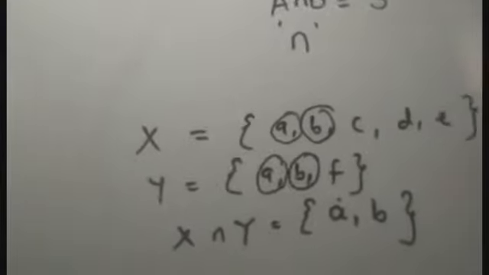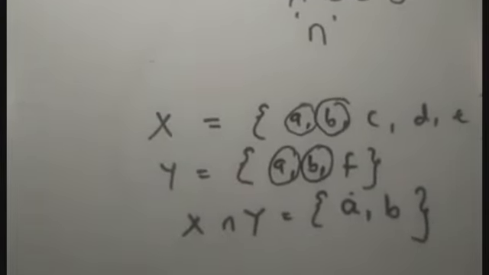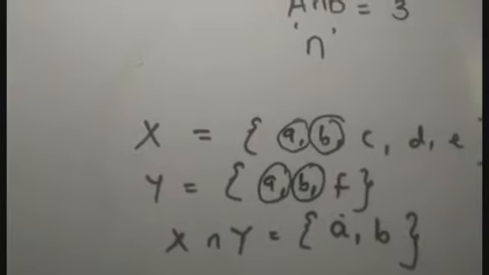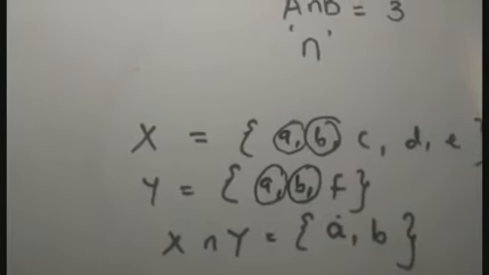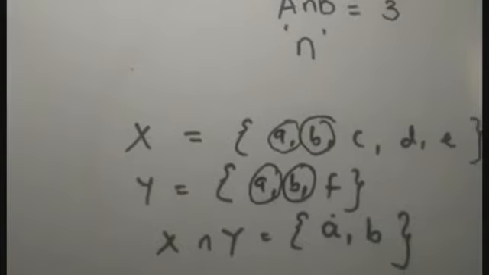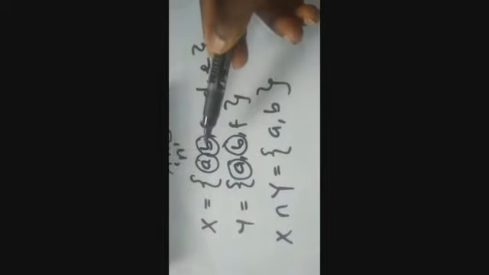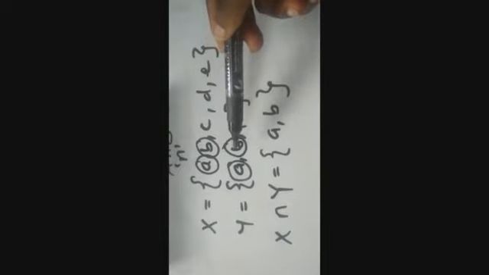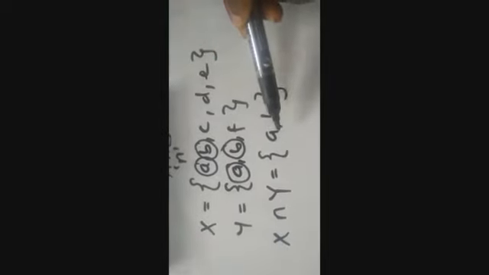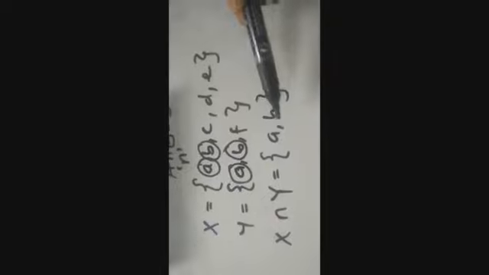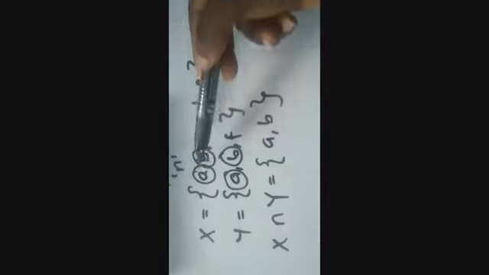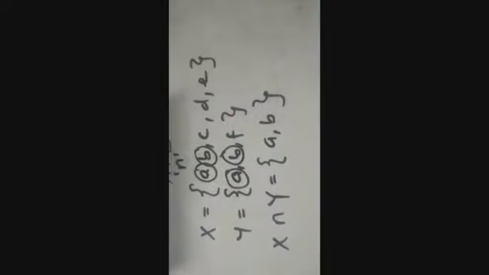So intersection generally is what you can find in common between two or more sets. I beg your pardon, the alphabets you can find in common between X and Y are A and B. So these are the only alphabets you can find in common between these two sets.